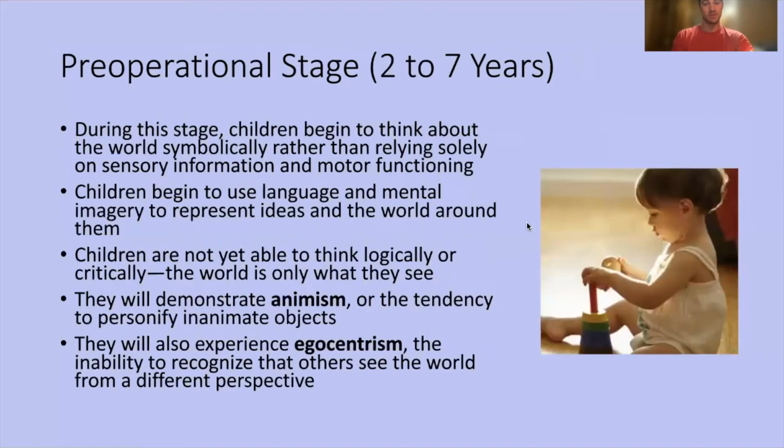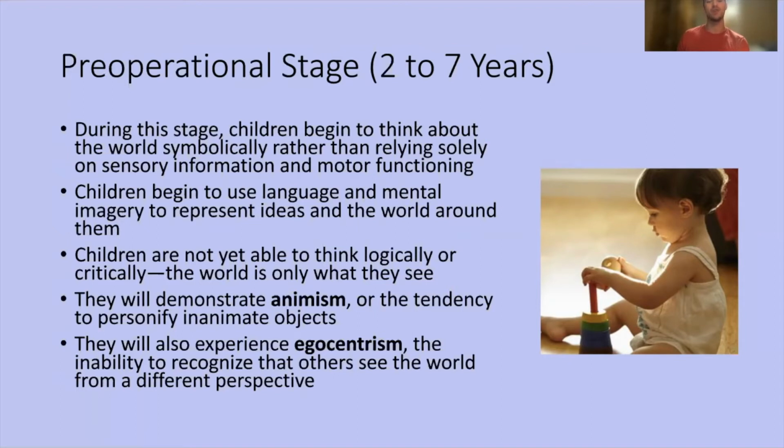So after they start to accomplish all of these, they enter what we call the pre-operational stage, and that's usually from 2 years of age to 7. During this stage, children begin to think about the world symbolically rather than relying solely on sensory information and motor functioning. In the stage right before this, they're pretty much just observing and learning about their world using their senses. They're not really capable of symbolic thought.